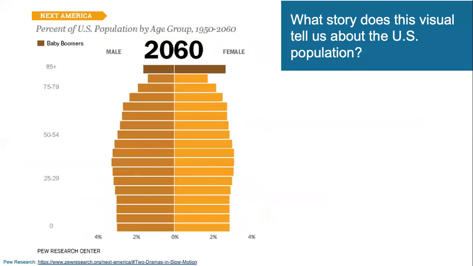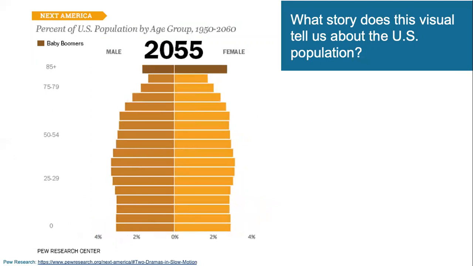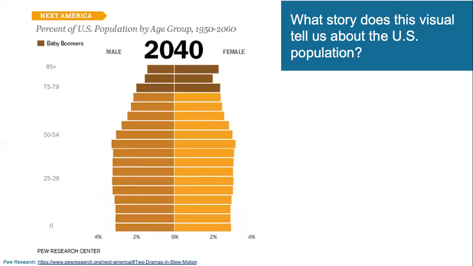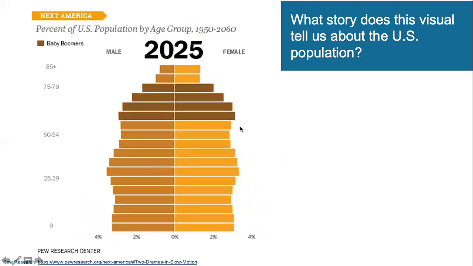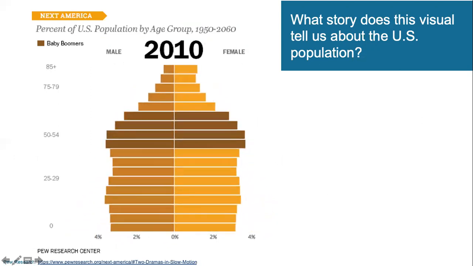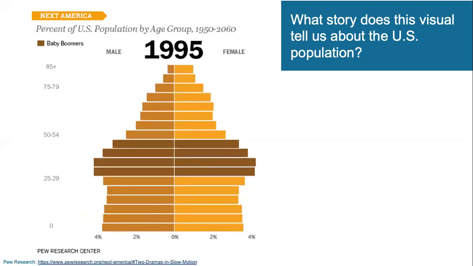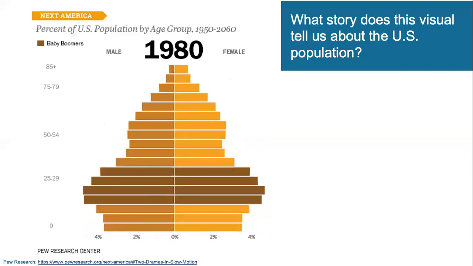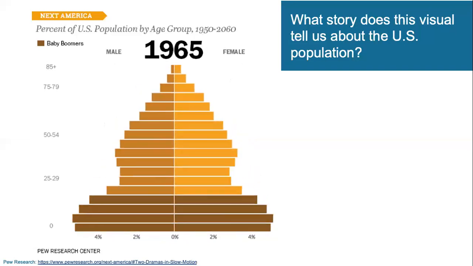So this graph is looking at the percent of the US population by age group, starting at 1950 and going to 2060. So it's a projection. And it has male on one side, female on another. So looking at it for a little bit, what story does this visual tell us about the US population? Or maybe even more specifically, what story does this visual tell you about the US population?